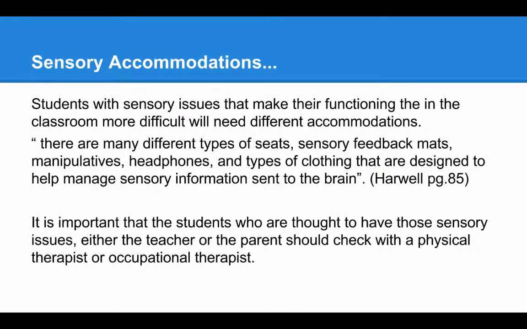There are things called sensory accommodations, and those are for the students with sensory issues that make their functioning in the classroom difficult. There are many different types of seats, sensory feedback mats, manipulatives, headphones, and types of clothing that are designed to help manage sensory information sent to the brain. That's directly from our book. It is important, though, that the students who might have those issues check with a physical therapist or occupational therapist. That's the teacher and the parent's job. So that's the end of part 1.